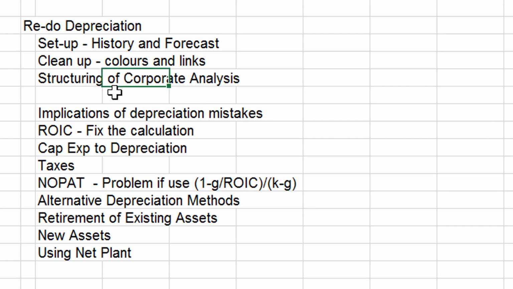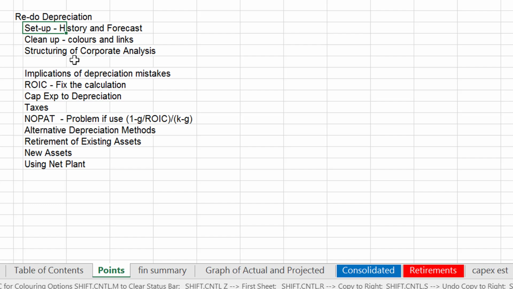So in this one, I fixed some of the model a little bit. Perhaps I made it worse. Who knows? I'm going to show you how to clean things up a little bit, how to fix things. The key is how to really structure a corporate analysis.